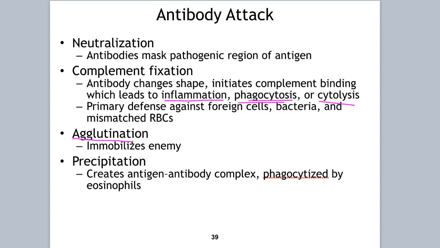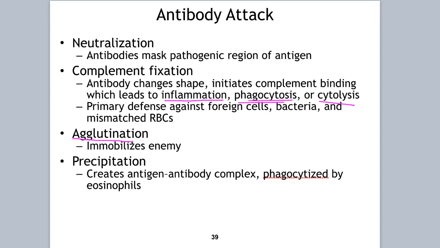And then down here we have agglutination. The antibodies can bind to the enemy proteins or the enemy antigens and immobilize them. So maybe they just bind all over the surface of the bacterium, slowing it down so much in the body that it can't really get anywhere, and then eventually a macrophage will come along and consume it.